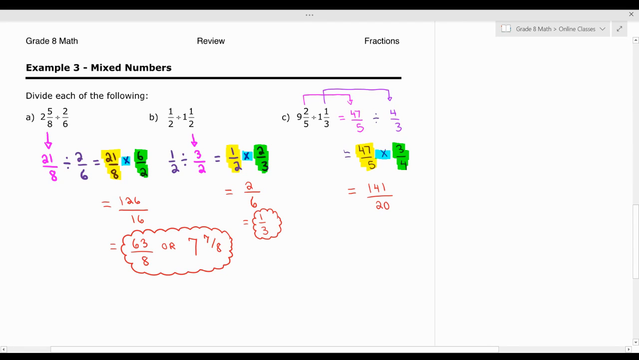Check if you could simplify that down. Okay, we can't simplify it, but we could change it to a mixed number and say this would be like having 7 and 1/20.